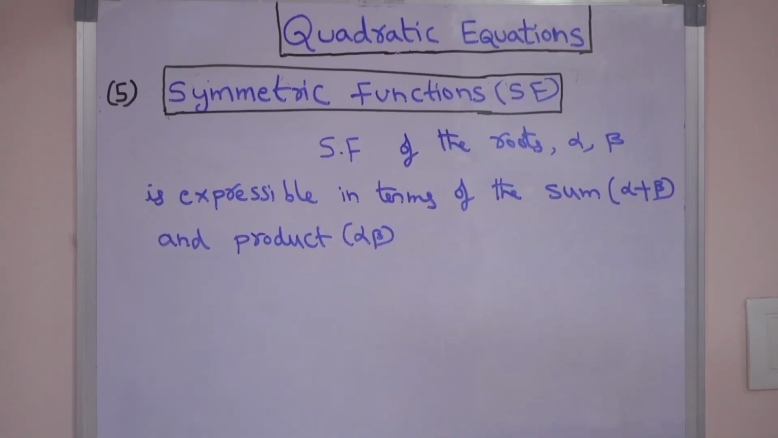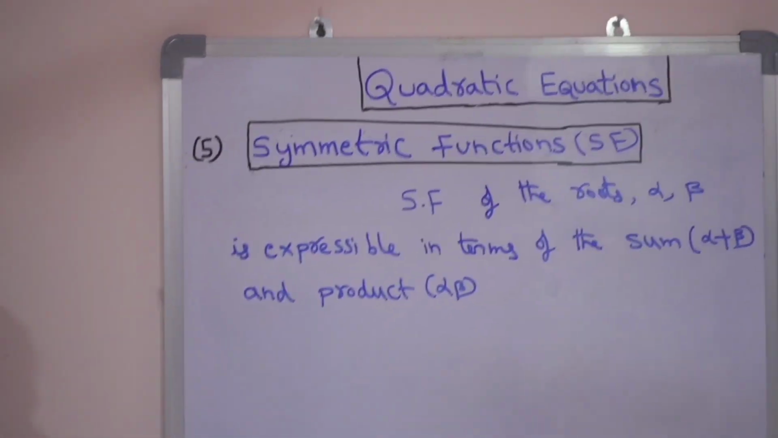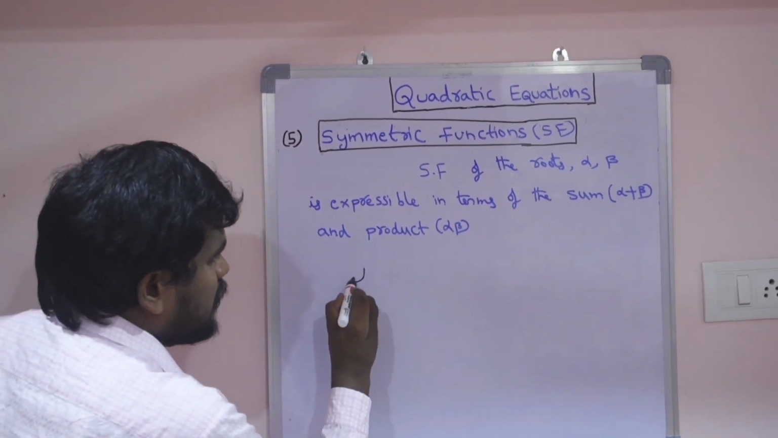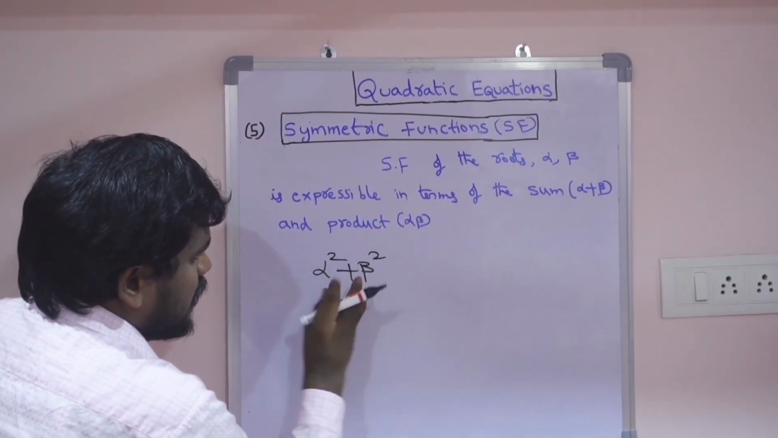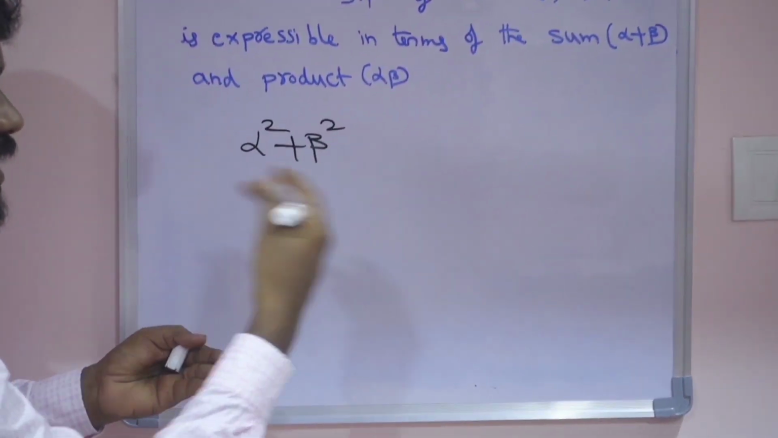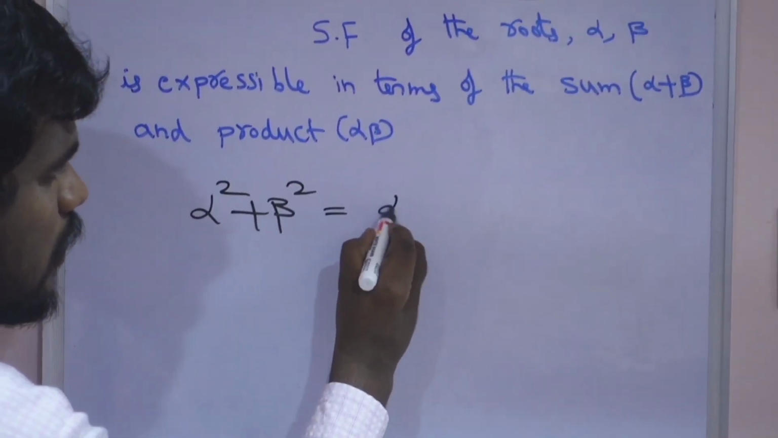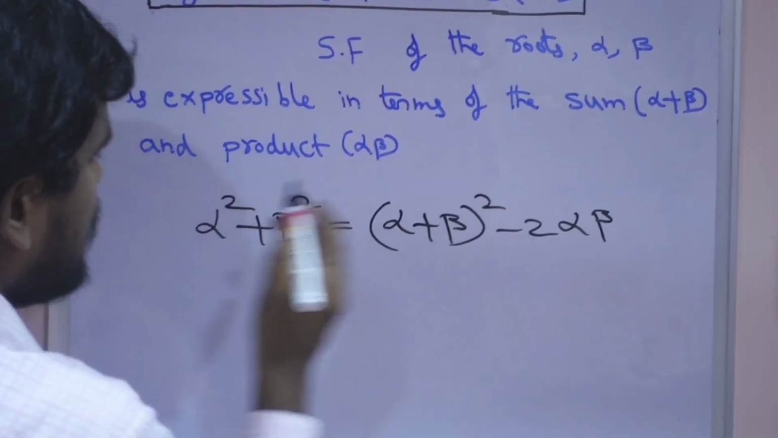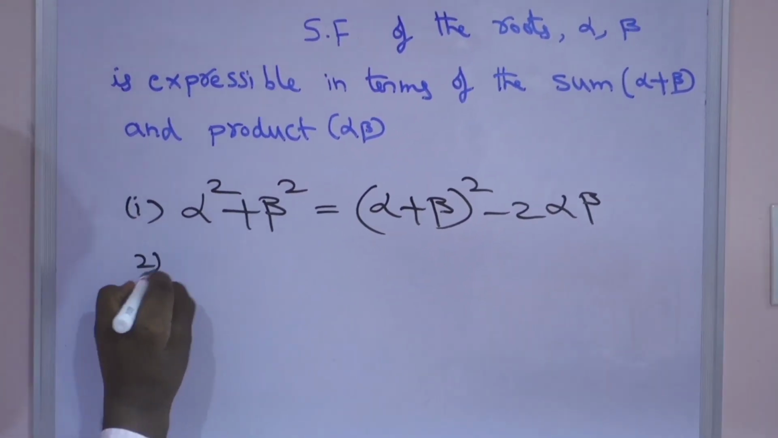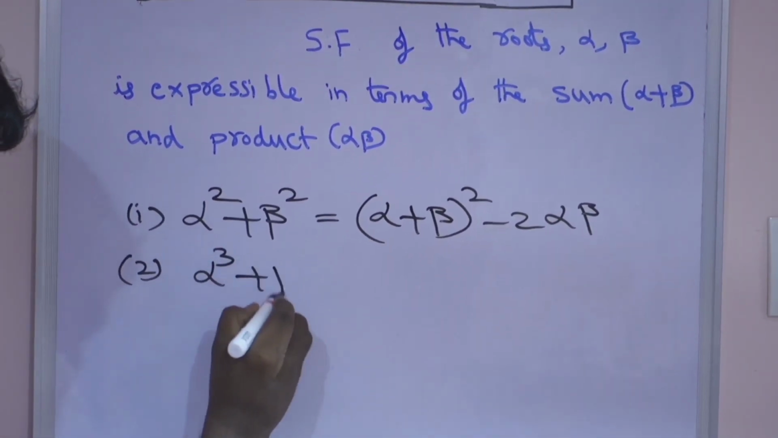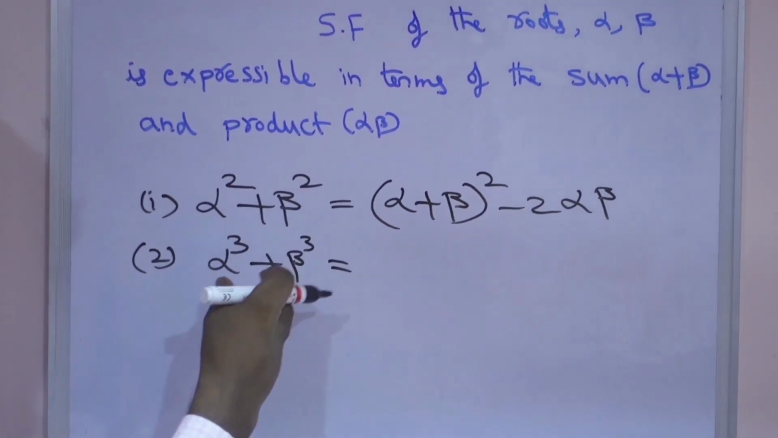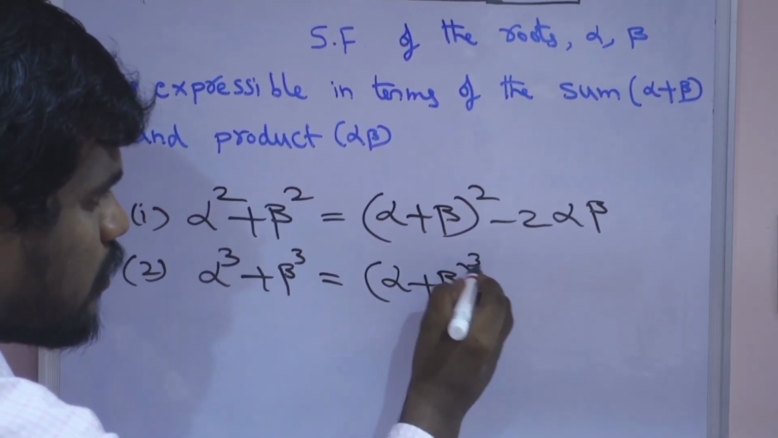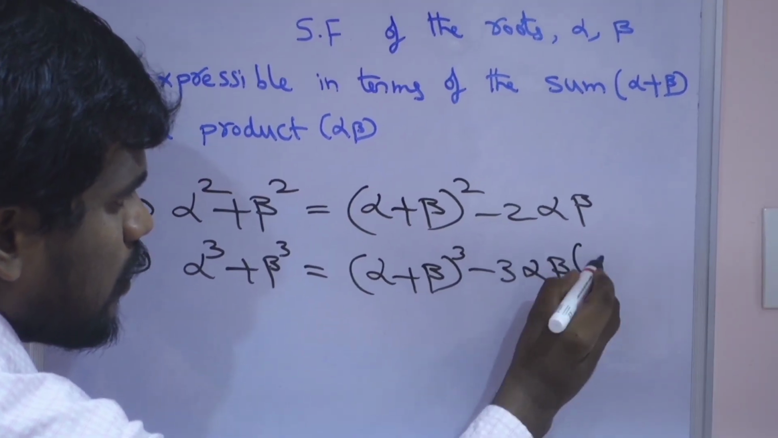Now we will discuss symmetric functions. A symmetric function of the roots alpha, beta is expressible in terms of alpha plus beta and alpha beta. Now see, alpha square plus beta square is a symmetric function. This alpha square plus beta square can be written in terms of alpha plus beta and alpha beta as alpha plus beta whole square minus 2 alpha beta. And suppose alpha cube plus beta cube is there. This is also a symmetric function. We can write it in terms of alpha plus beta and alpha beta: alpha plus beta whole cube minus 3 alpha beta into alpha plus beta.